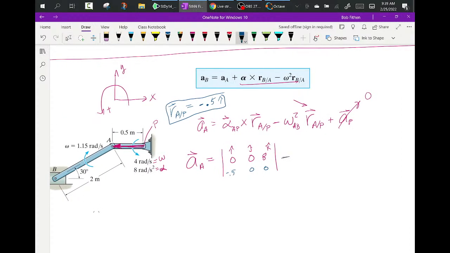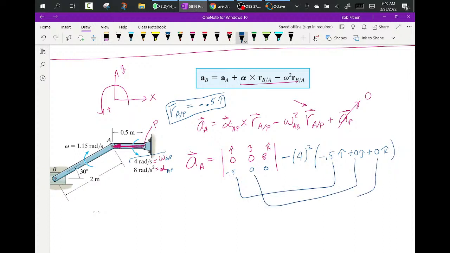Omega squared, minus omega squared. Omega squared is 4 squared, that's this 4. So this is AP and AP because it's specific to the link here. It's not on this link. So that vector, now here's what you can do. To find this, you can look at this row, and you can say minus 0.5 I plus 0 J plus 0 K. In other words, this one here is from here, and this one is from here.